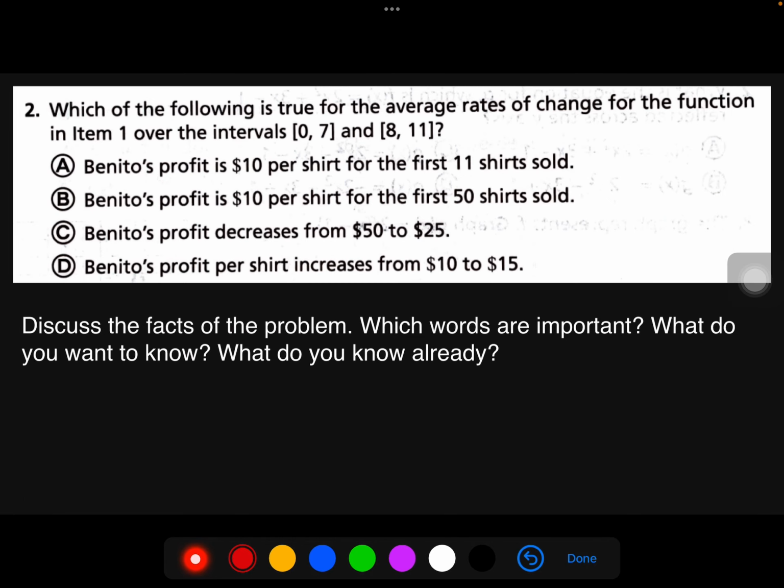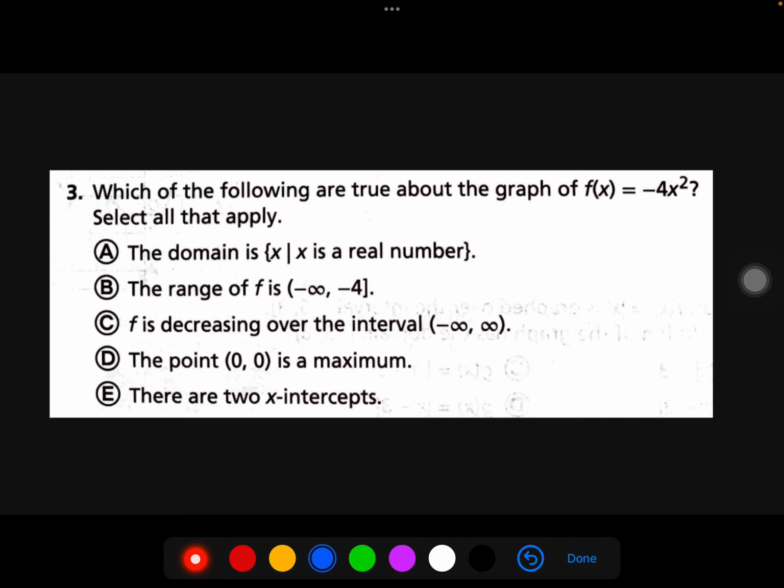Okay, that's going to be all for today. Oh, let's do one more. Let's end on a multiple choice. Which of the following are true about the graph f of x equals negative 4x squared? Select all that apply. And so our vertex is at 0, 0. All right. The domain is all real numbers. Yes, that is correct. The range is negative infinity to negative 4. No.